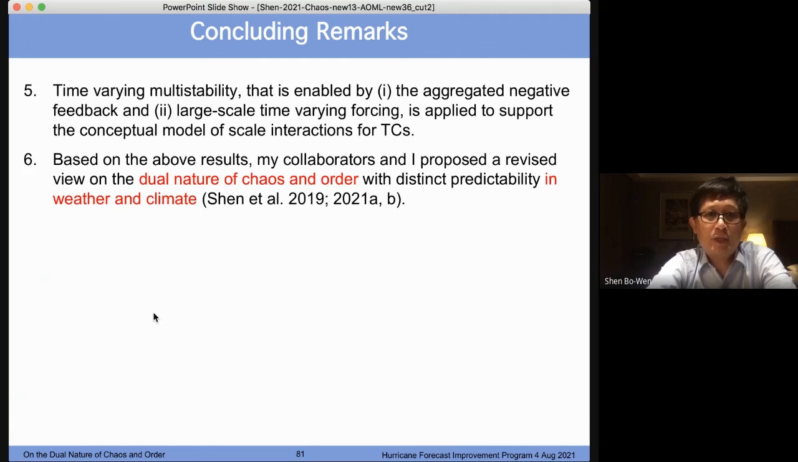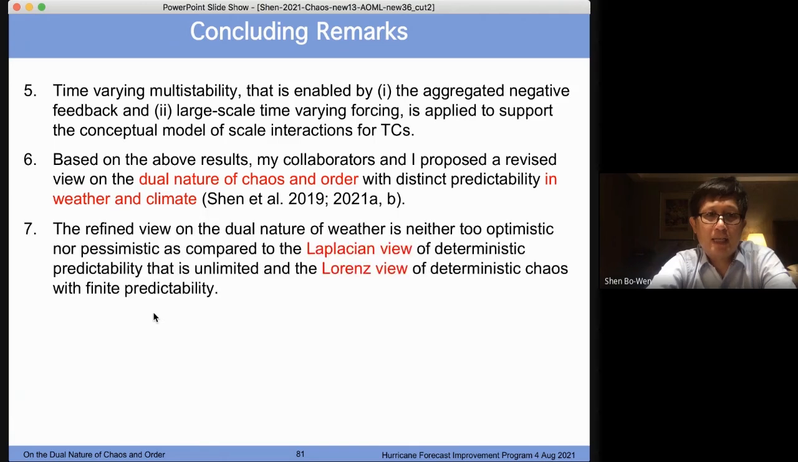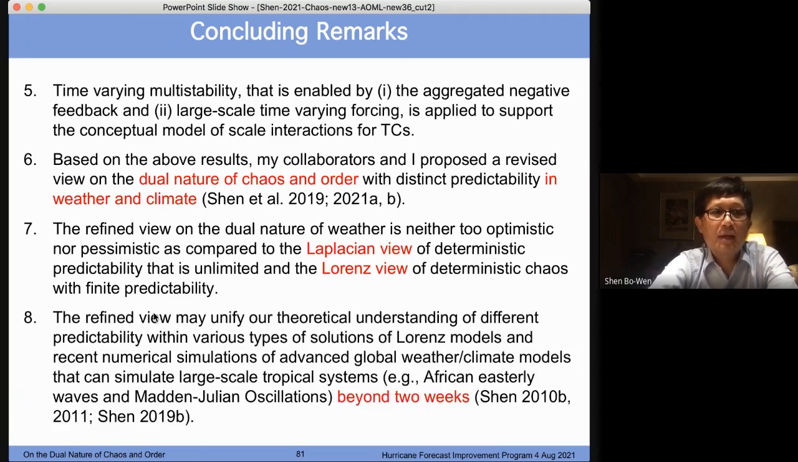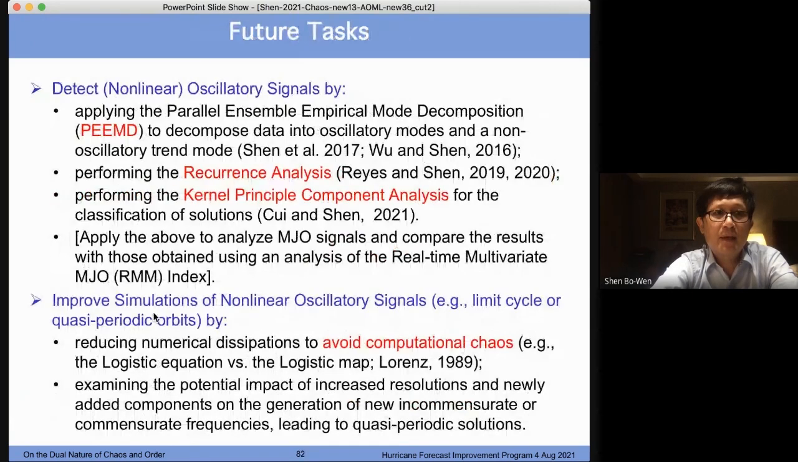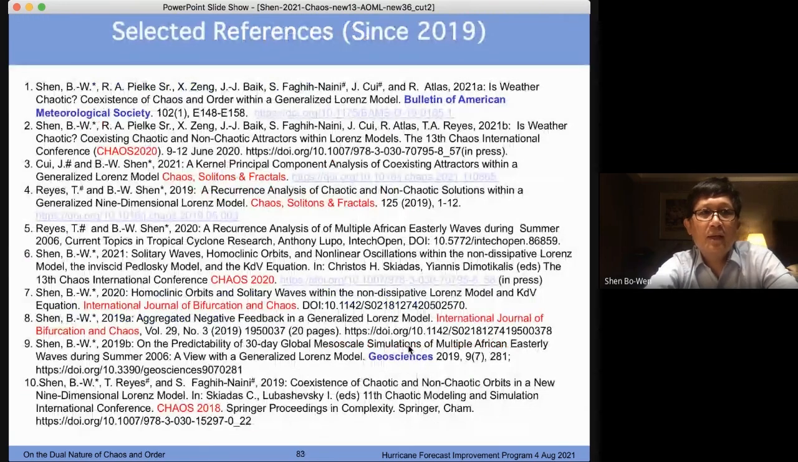Based on the above, we suggest a revised view on the dual nature of chaos and order. Such a view is neither too optimistic nor pessimistic. The view may unify our understanding of theoretical predictability and promising 30-day estimations beyond 2 weeks. In the future, we would like to apply the following method to detect nonlinear oscillatory signals and also improve simulations by avoiding computational chaos. Here's a list of selected references.